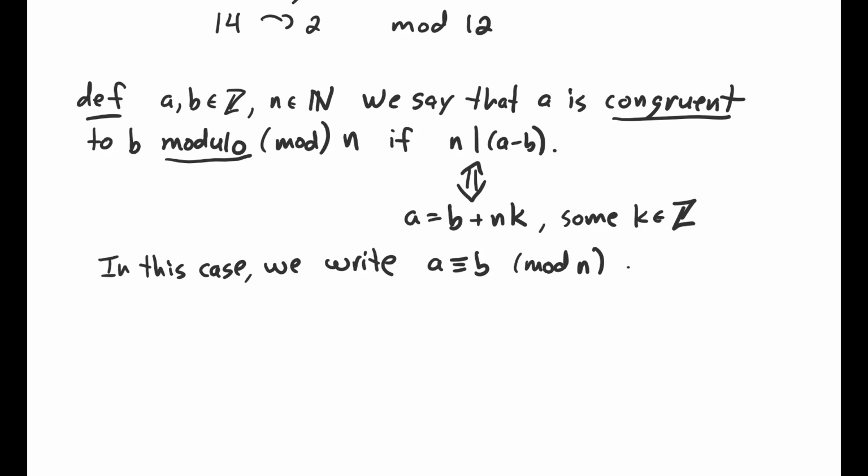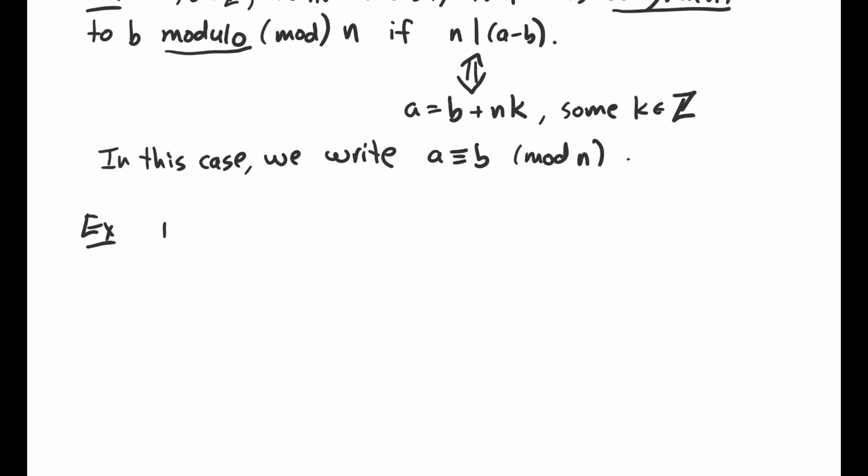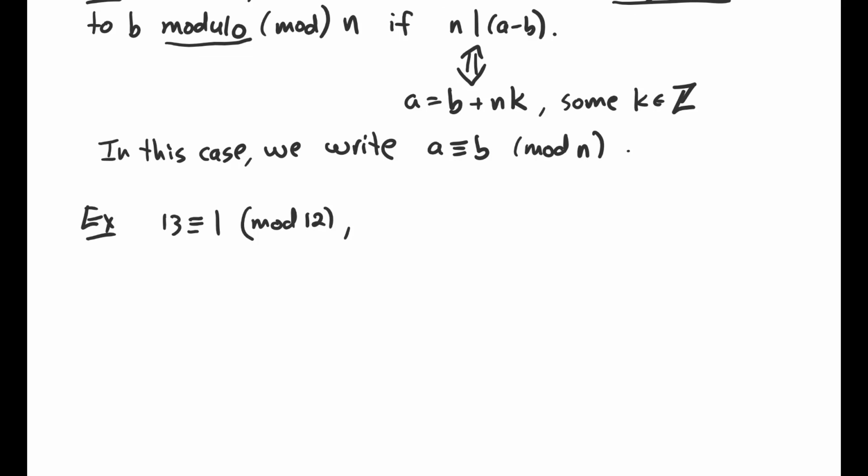All right, here's some examples. So 13 is congruent to 1 mod 12. We've seen that. That's the time. That's because 12 divides their difference. And 14 is congruent to 2 mod 12. And 26 is congruent to 2 mod 12 as well, because their difference is 24, which is a multiple of 12.